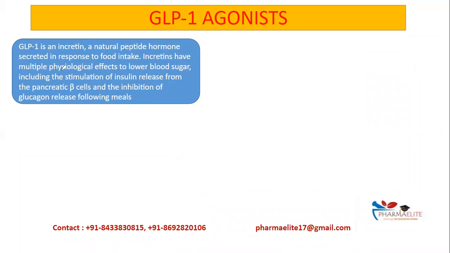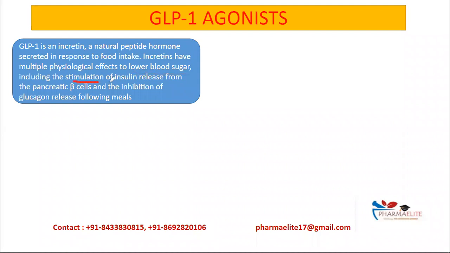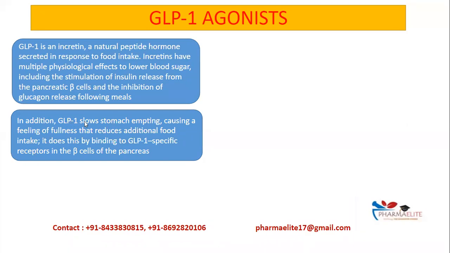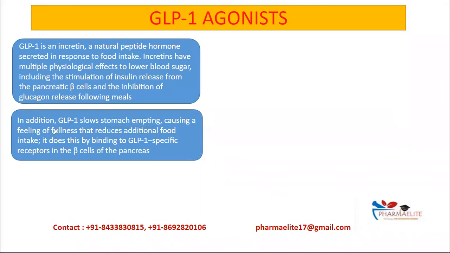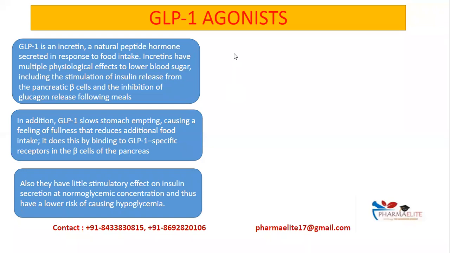Incretins have multiple physiological effects to lower the blood glucose. They do this by stimulating the release of insulin from the pancreatic beta cells, and they also cause inhibition of glucagon release after a meal. So the two main effects are stimulation of insulin release from the pancreatic beta cell, and inhibition of glucagon release from the liver after we take our food. In addition, GLP-1 also slows down stomach emptying. This is very important. It causes a feeling of fullness and also reduces additional food intake. This happens because it binds to GLP-1 specific receptors that are present on the beta cells of the pancreas.